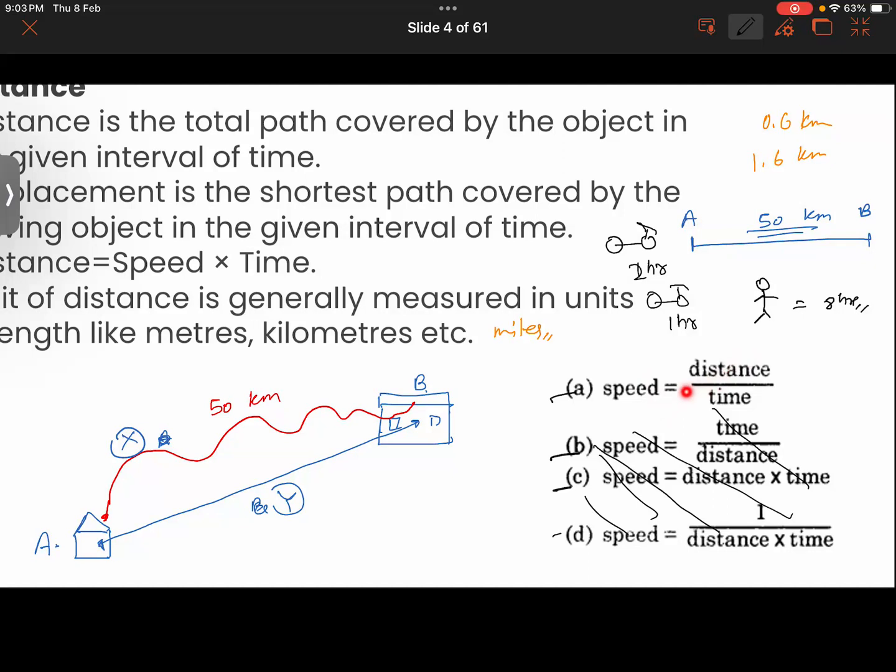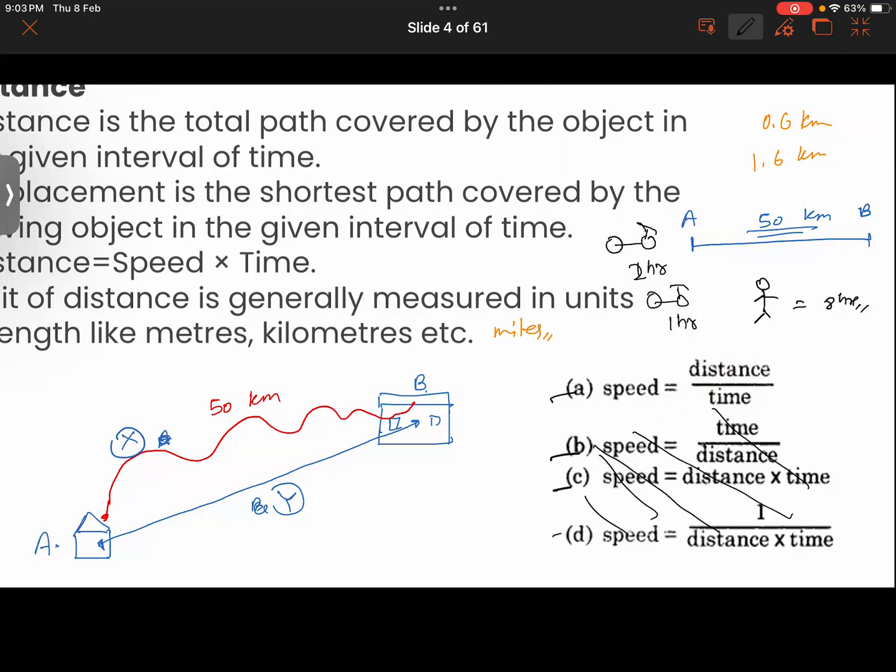So can we say that the speed and time are sharing an inverse relation? They are sharing an inverse relation with each other. If one increases, another decreases. If one decreases, another one increases. Can we say this? Yes.